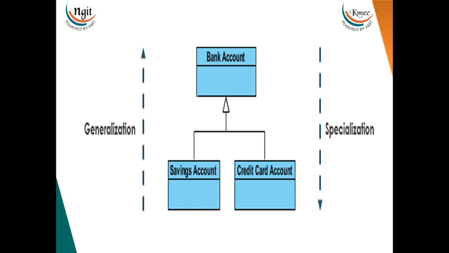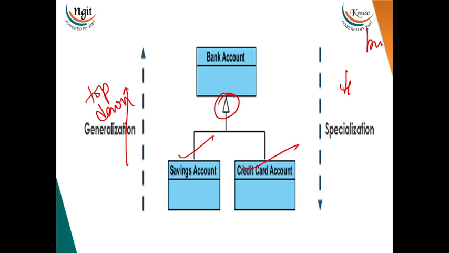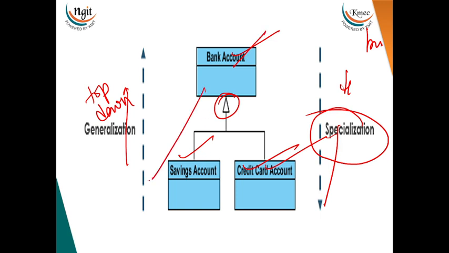Then we have one more. Bank account, saving account, credit card account are part of this one. As we go up, it is called generalization. This is the top down approach. Top down. When you get down, it's the bottom up approach. It is more specialization. Account, which account do you have? Credit card, specialization. Saving account, it is specialization.